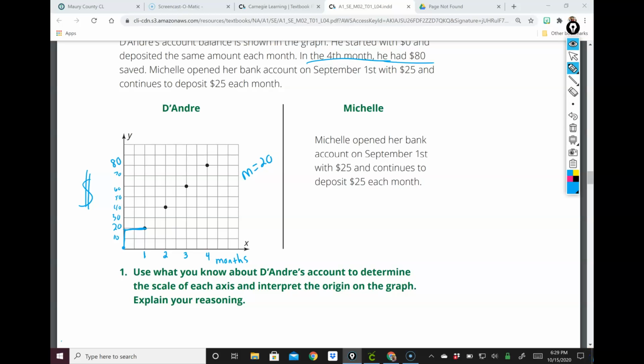So my slope is 20. Michelle deposited $25 each month, so her slope is 25. However, she starts out, her initial fee, her y-intercept is $25. So her equation would be 25x plus 25. DeAndre would have y equals, or f of x equals 20x.